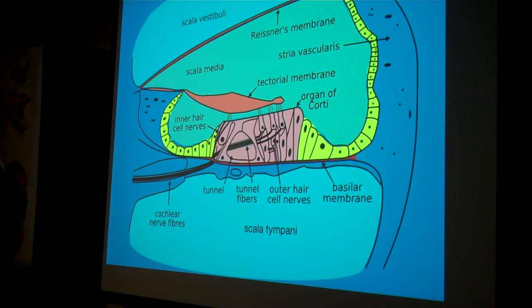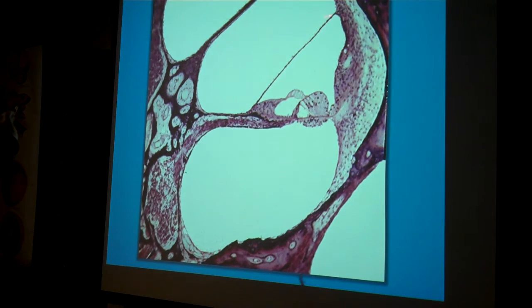No, on the other slide, the Reisner membrane is this. There's Reisner's. See, this is part of another system. This is another coil up here. Where's the tectorial in there? Right here. Yeah, that forms the roof right over the hair cells. And that little bump over here is the... That's the organ of Corti. Okay.